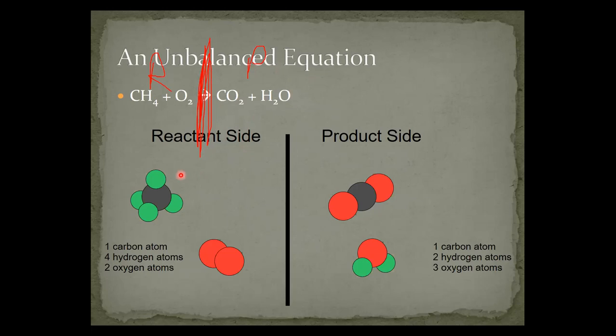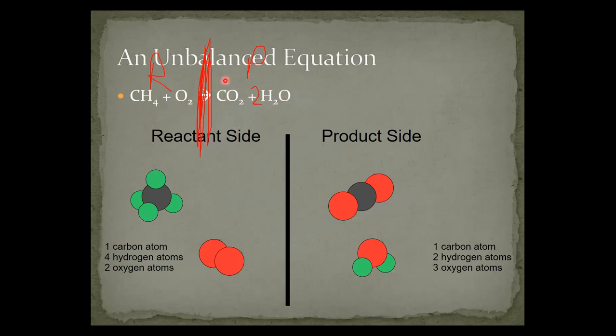So what I have to do is adjust things so that it eventually becomes balanced. Now, I'm always going to start with my biggest one. So in this case, I've got 4 hydrogens over here, but only 2 being used over here. So what we could do is put a 2 out in front of this H2O. Now all of a sudden, I have 2 times 2, which is 4 hydrogens, and 2 times 1, which is 2 oxygens. So I've got 4 hydrogens on this side, 4 hydrogens on the reactant side. Now my hydrogens are balanced.